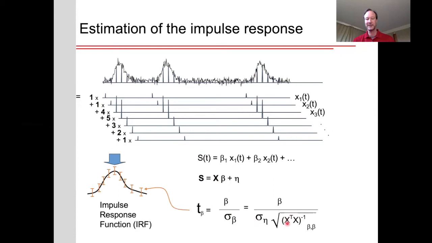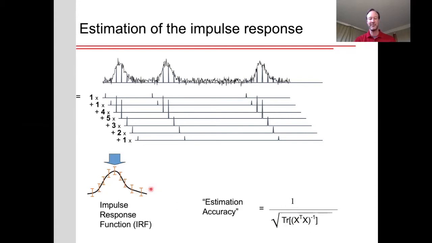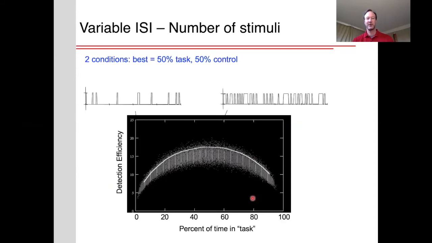And in this case, instead of having just a single activation amplitude, that's a single beta weight with an error bar on it, we have multiple points that we're estimating, each with its own error bar on it. And we can take the sum of these as a measure of the estimation accuracy. That is, it's the trace of that covariance matrix, which I'm going to call the estimation accuracy. So let's take a look at this in greater detail.